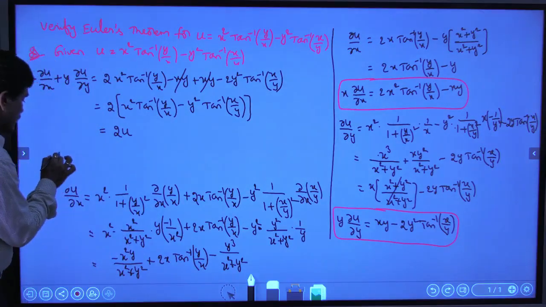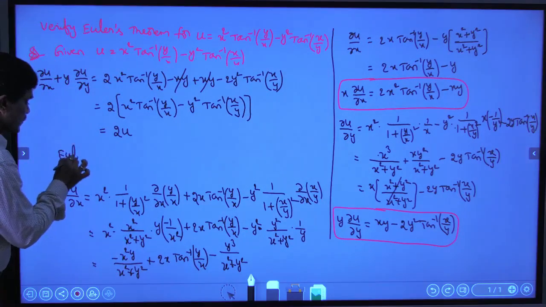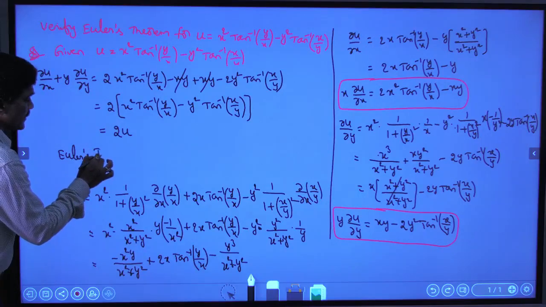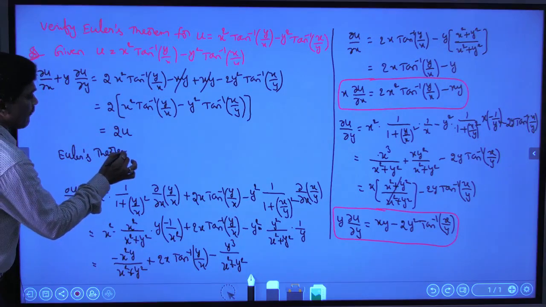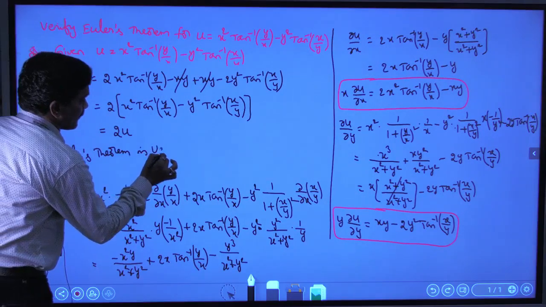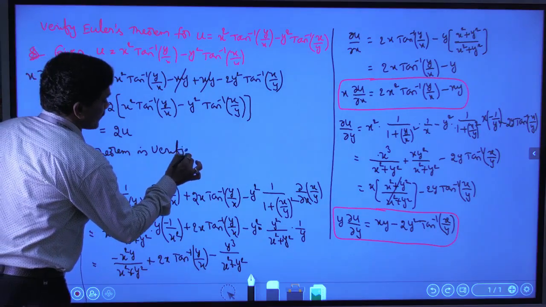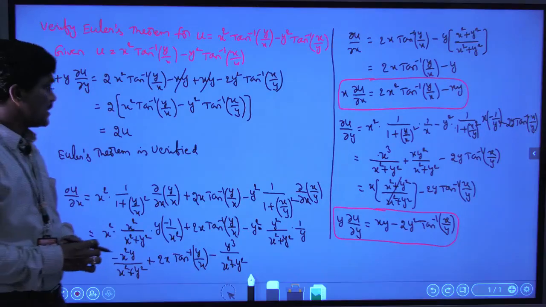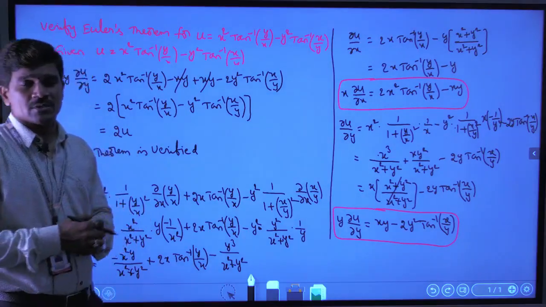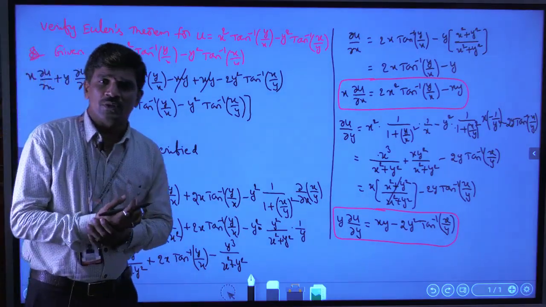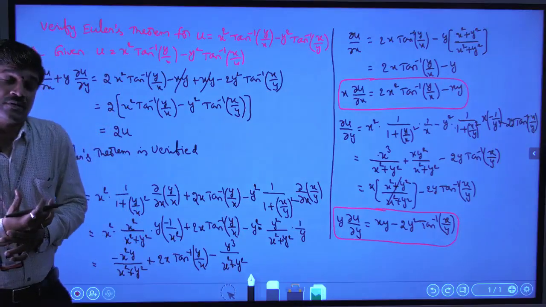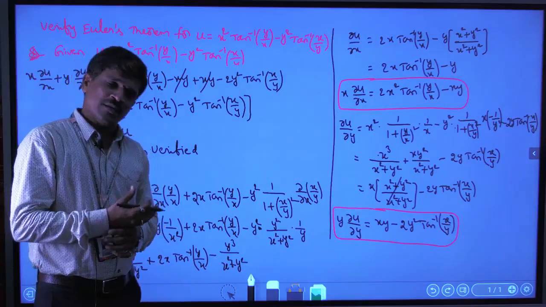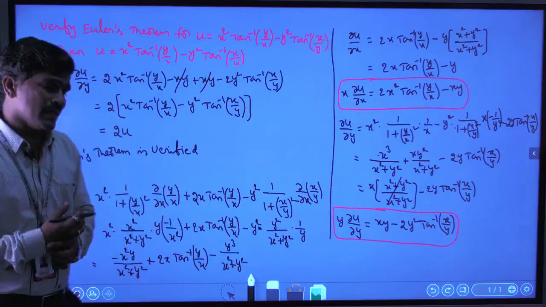So what is the theorem here? Euler's theorem. So Euler's theorem is verified, right? Now similarly we can find the remaining problems also. For example, u is equal to sin⁻¹(y/x) plus tan⁻¹(y/x). So we get the remaining functions also, right?